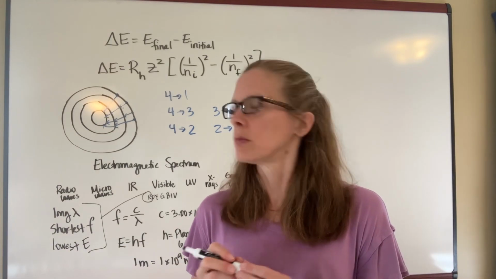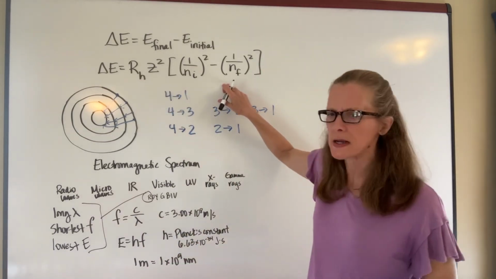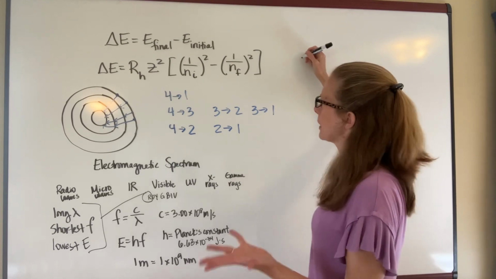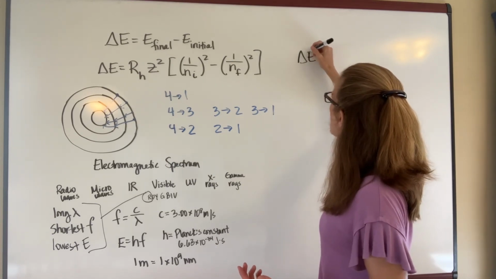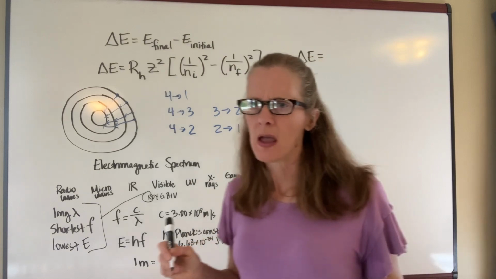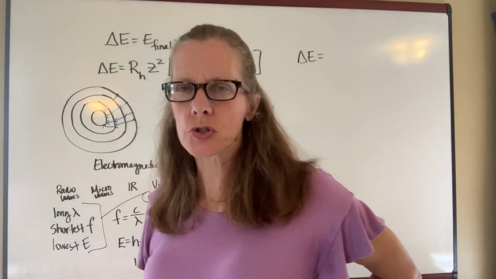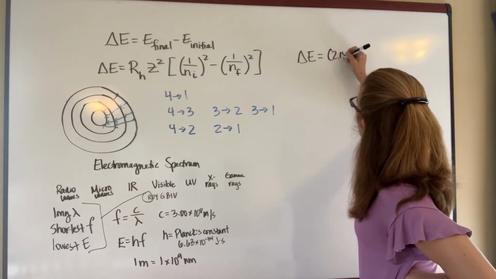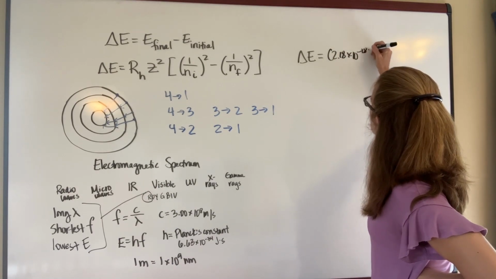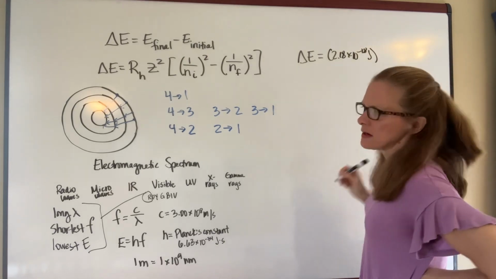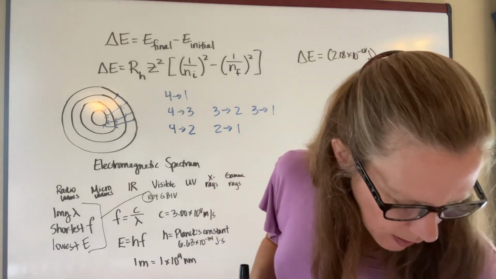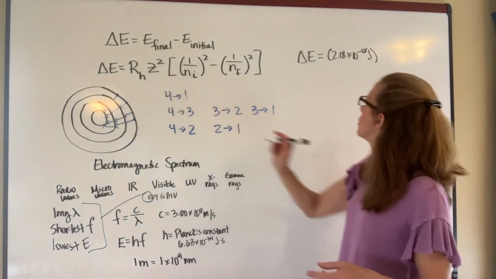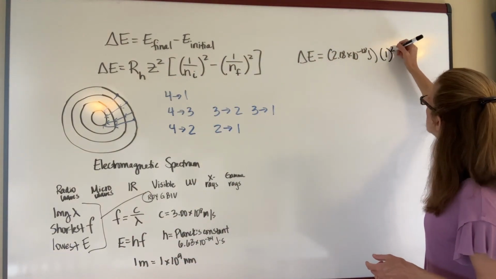Okay, so this is the equation that we're going to be using right here. The first thing I'm going to need to find is the change in energy that's going to happen. I need to use Rydberg's constant, which we learned yesterday what that is. So I've got 2.18 times 10 to the minus 18th joules. And because we're specifically talking about a hydrogen atom, the atomic number for hydrogen is 1. So that's what's going to go in for the Z. So I'm going to have a 1.